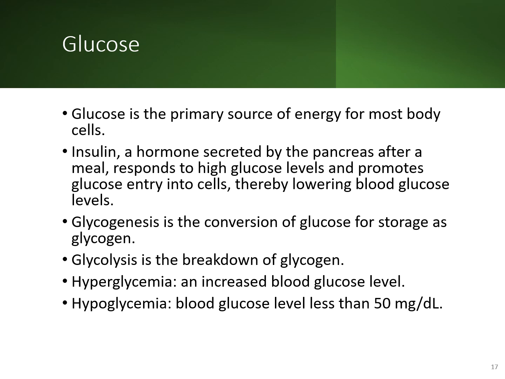Glycogenesis is the conversion of glucose for storage, and it's stored as glycogen. But when glycogen is broken down to be used for energy, then that's termed glycogenolysis. So if a patient has an increase in their blood glucose levels, this is known as hyperglycemia. And if it is decreased, it is hypoglycemia. And this is usually if it falls below 50 milligrams per deciliter.